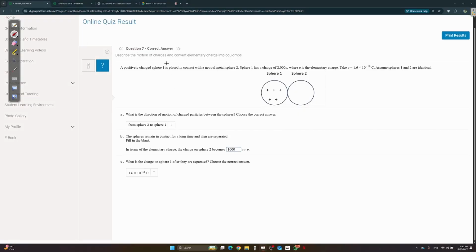Positively charged sphere 1 is placed in contact with a neutral metal sphere 2. So you see this is the positive one. And they said that sphere 1 has a charge of 2000 E, where E is the elementary charge, and they gave it to you. Assume spheres 1 and 2 are identical. What is the direction of motion of charged particles between the spheres?